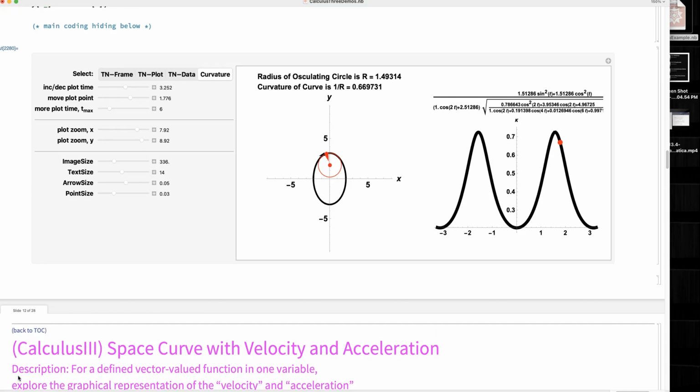If you're interested in more of this idea, there's a whole subject called differential geometry about this curvature idea, and Calculus 3 is a good beginning point for that subject.